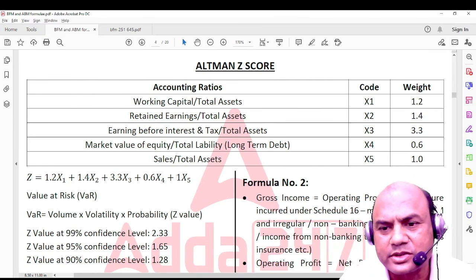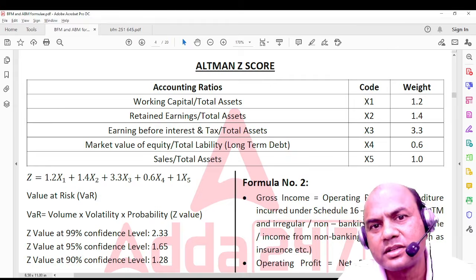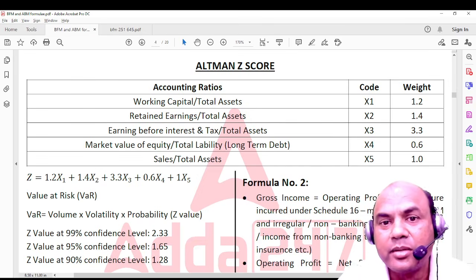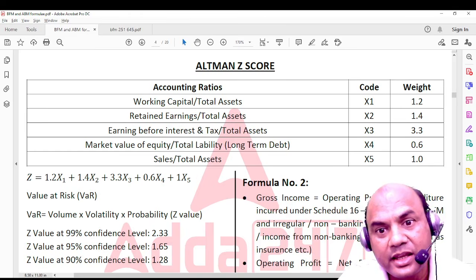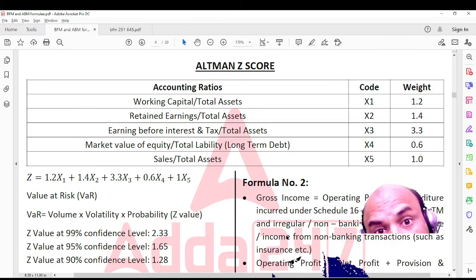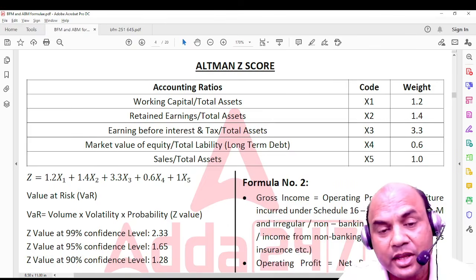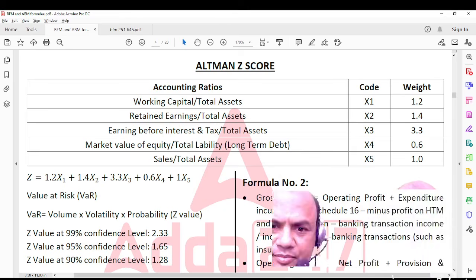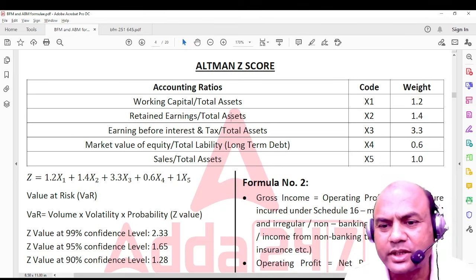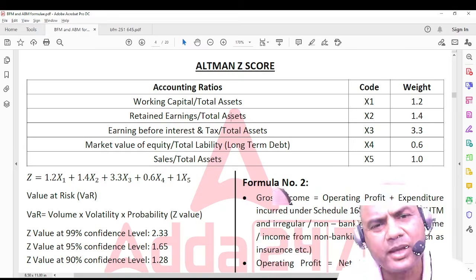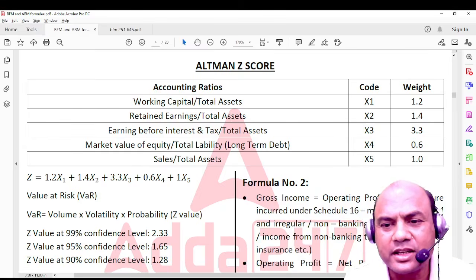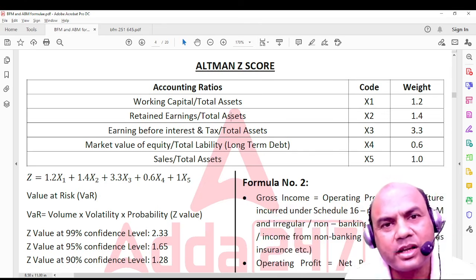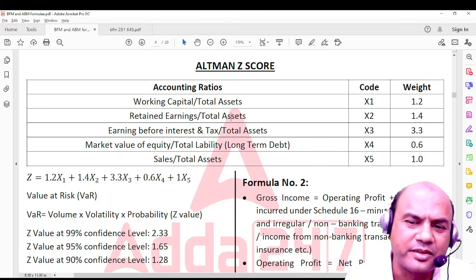What is the Altman Z score? It gives you the chance of any company becoming bankrupt in the next 12 months. There are 5 ratios to it. We call them X1, X2, X3, X4, X5. Some books call them A, B, C, D, E. In the classes I have taken A, B, C, D, E. You can call them anything.